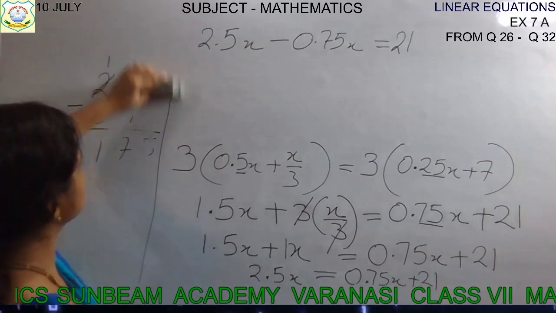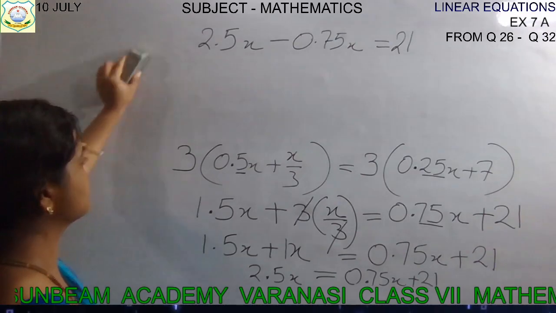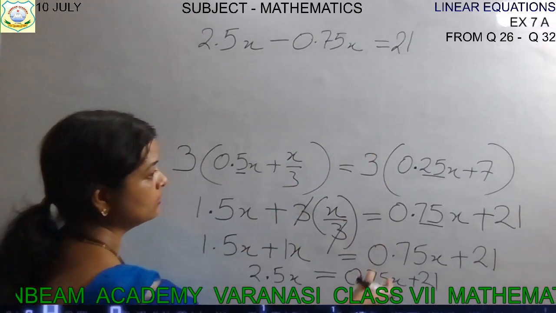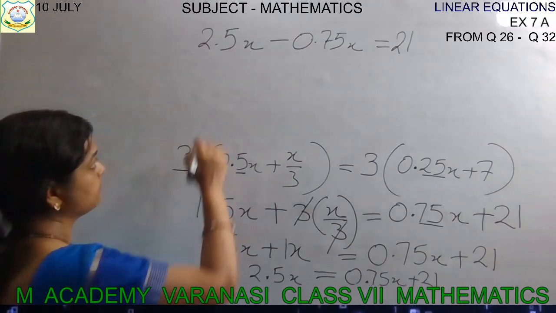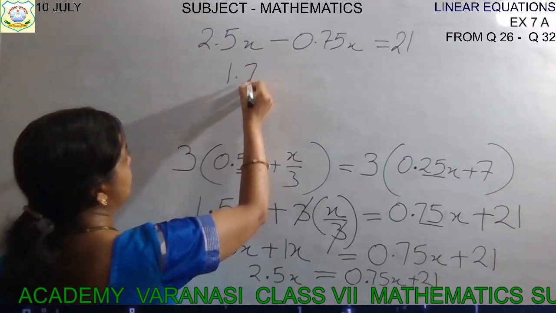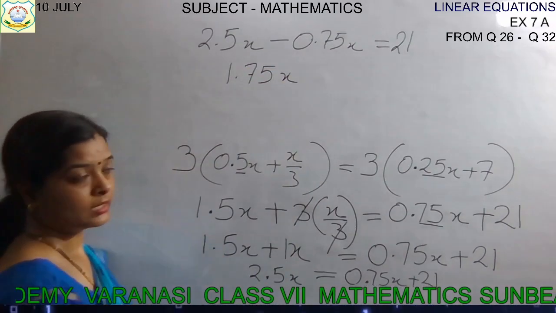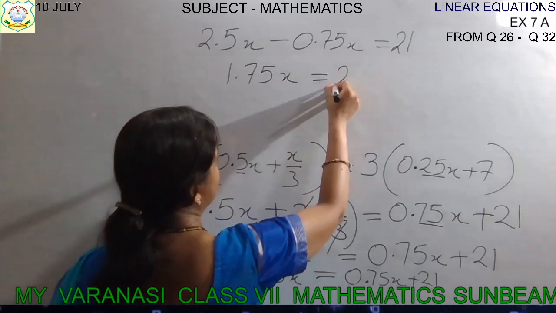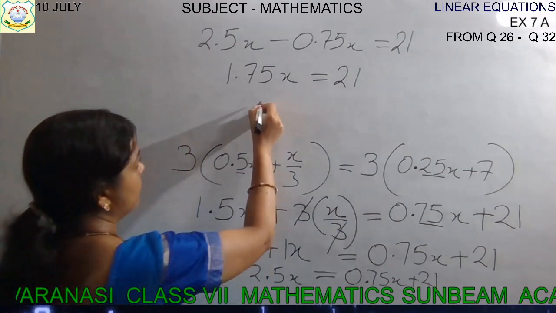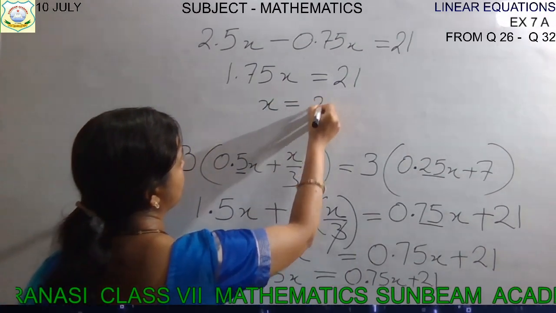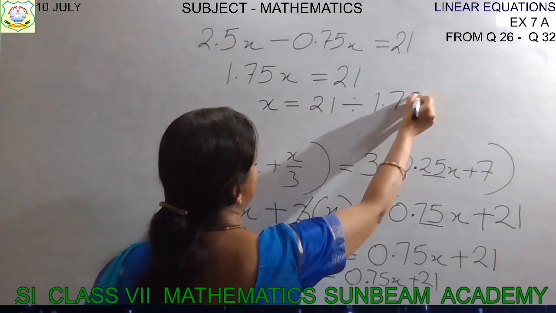I am going to erase it. Now my task is over. You have to do these things, either make a column and do it at a rough place. 1.75 is left along with x. That is equal to 21. Now x is equal to 21 divided by 1.75.